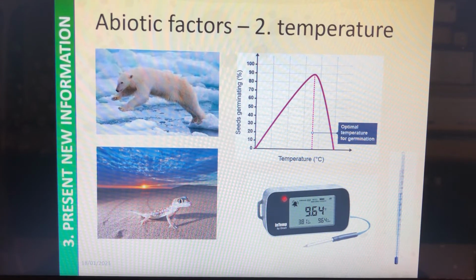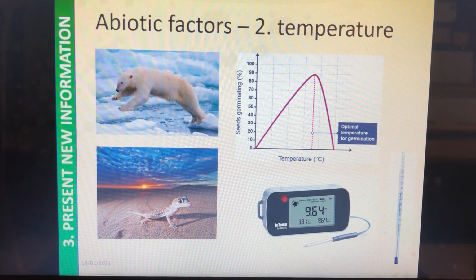So temperature. Again, we've got that optimum graph for temperature, where when particles gain more energy, they have more collisions, better reactions in the plant. Then we get to that optimum level, and then we get denaturing of enzymes after that. And different organisms can adapt for the different environments that they live in.